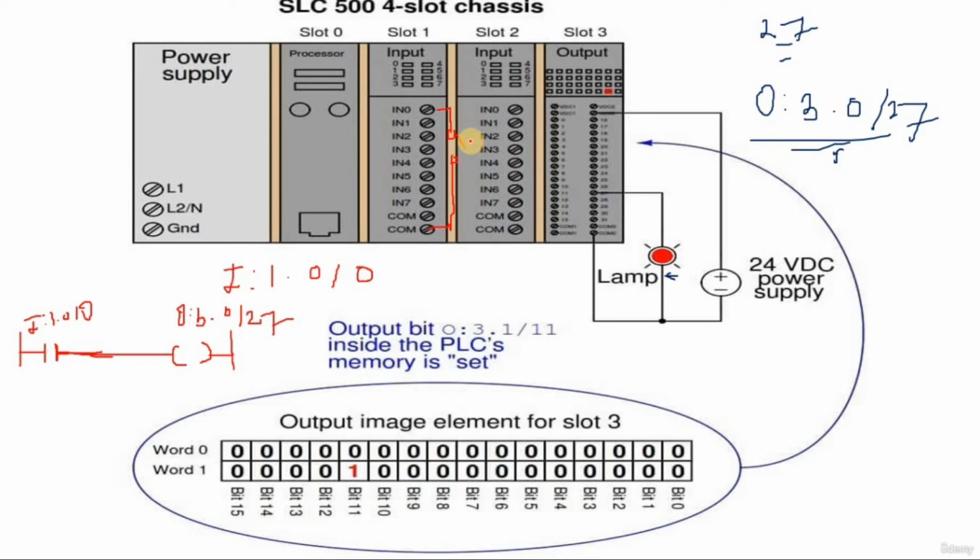Means when I press this switch, accordingly you will get a response from the lamp as well. The same thing you can observe in the program also. So when I press it, you can observe the green color here, means the current starts flowing through this rung, and it will energize the lamp in the software as well as on the field, right?